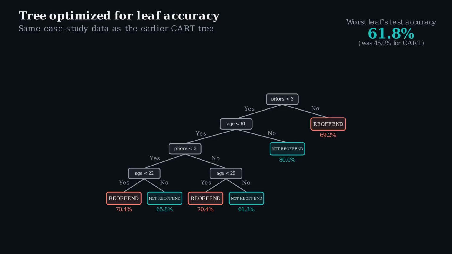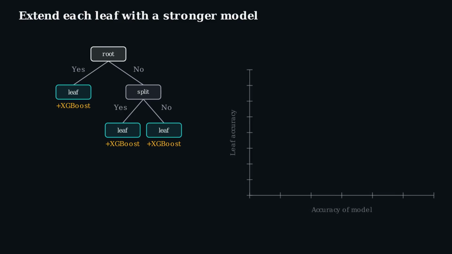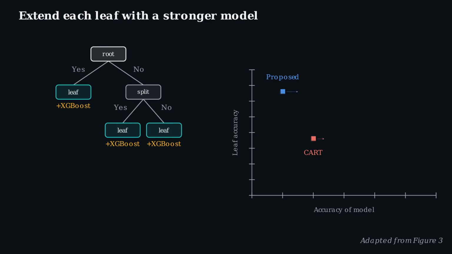This does not come entirely free. The overall model accuracy dips by about 1 percentage point. But you can win most of that back by extending each leaf with a more capable model like XGBoost, trained just on that leaf's data. Across the benchmark, the proposed model suffers a drop in model accuracy, but extending the leaves negates this difference to CART and even closes much of the gap with tuned XGBoost.